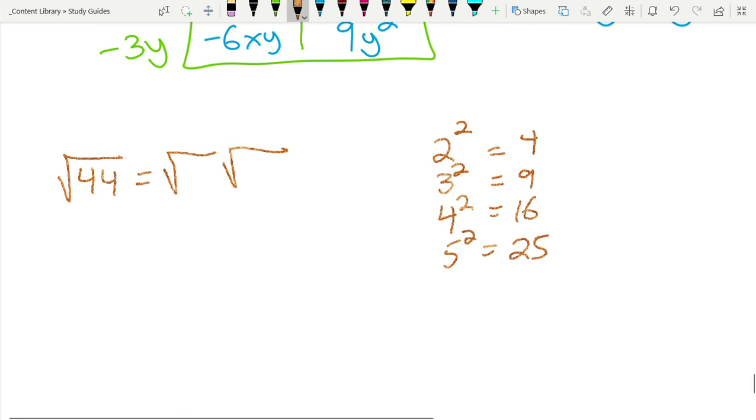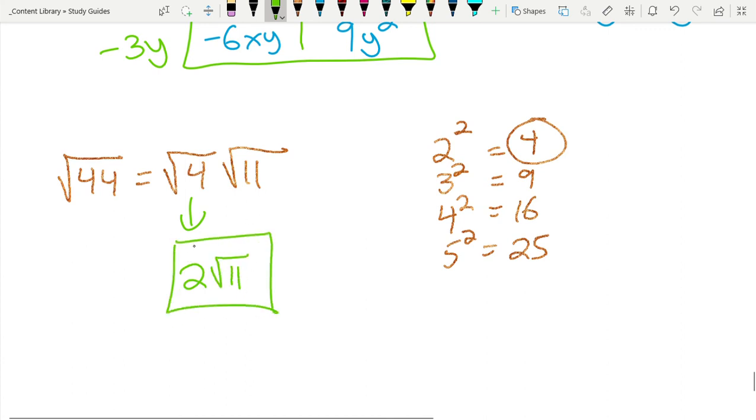Can any of these numbers multiply to give you a 44? Yeah, the 4 can. 4 times 11 would give you 44. Well, what's the square root of 4? It's a 2. Do we know the square root of 11? Nope. So we just leave it like that. 2 root 11. That's the perfect square method.